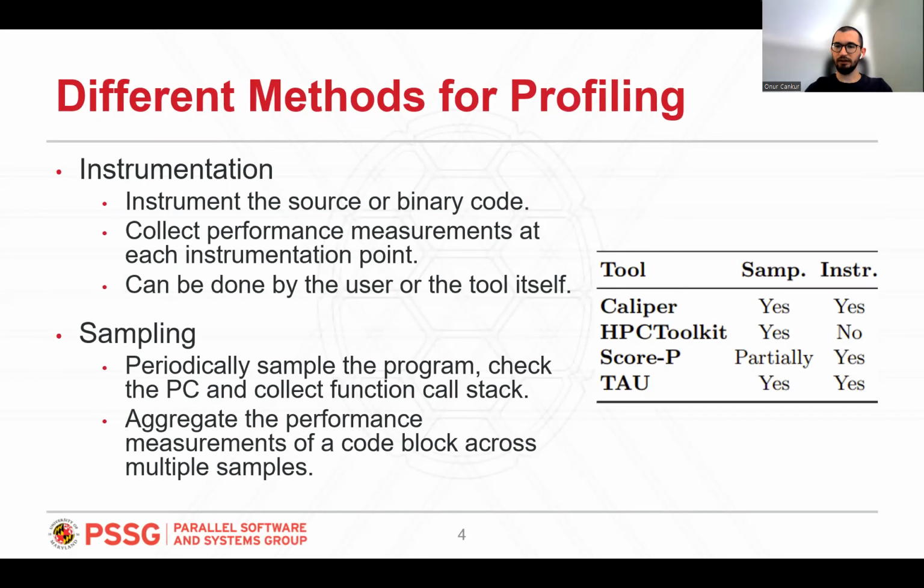In this paper, Caliper and Tau support both sampling and instrumentation. HPCToolkit supports only sampling. Score-P supports instrumentation, and it supports sampling partially. The reason we say that it's partial is because it samples the instrumented execution.